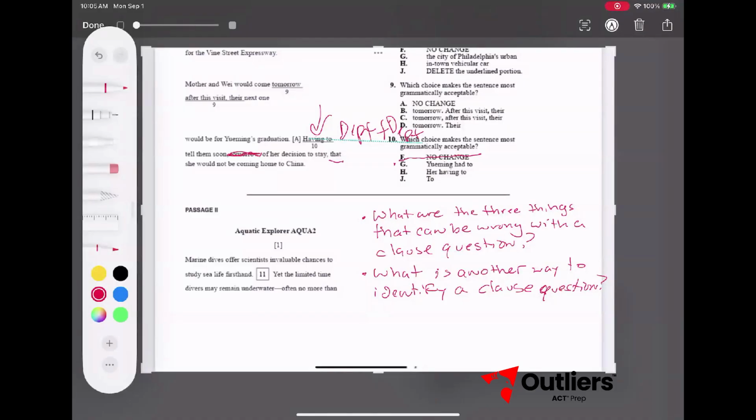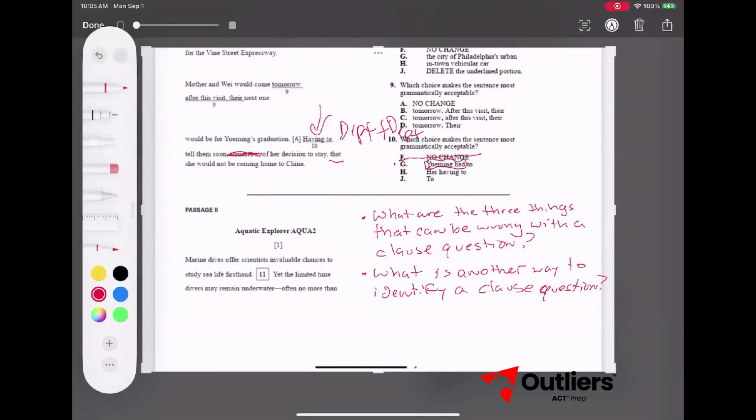Answer G, Yuming had to tell them soon of her decision to stay. So this, Yuming had, that's a subject-verb combo. It does not start with a dependent clause marker. Therefore, this is an independent clause. Therefore, the sentence does have an independent clause. It's independent followed by dependent, which is separated by a comma, which is what they do. And so everything is correct about answer G.